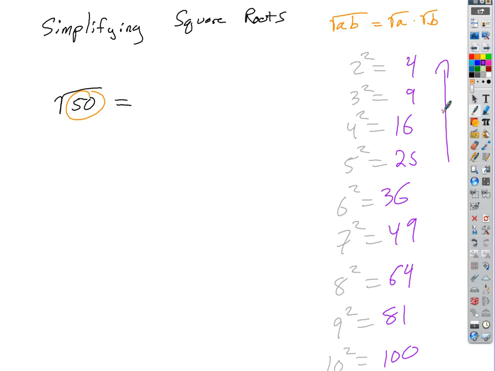So we could rewrite this as the square root of the perfect square. We always put that first, right? And then times whatever we're left over. 25 times what is 50? 2. So that one goes second, right? And the reason we do that is so we can trade the square root of 25 for what? 5, right? Because the square root of a perfect square is just an integer, a whole number. So we're left with 5 radical 2.